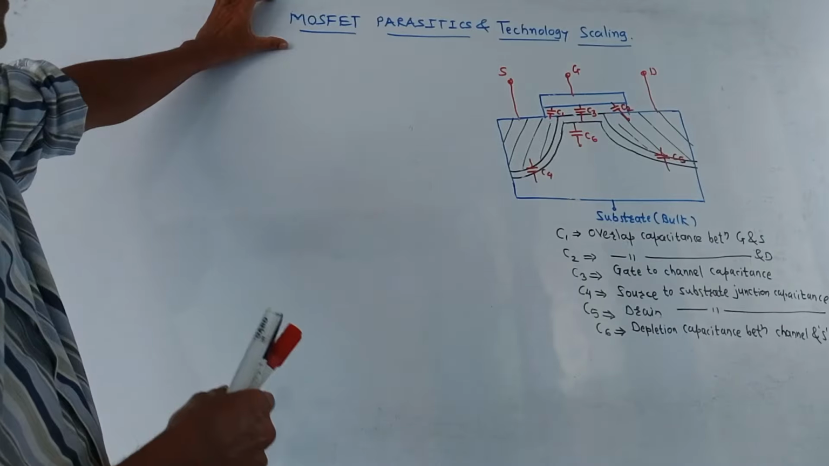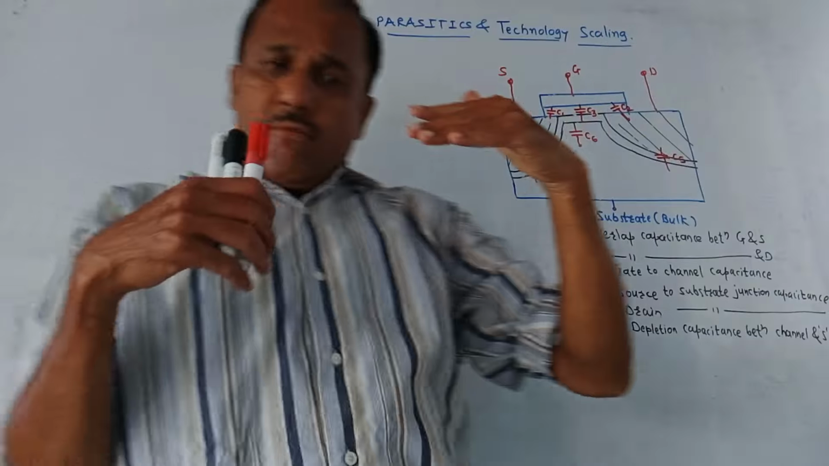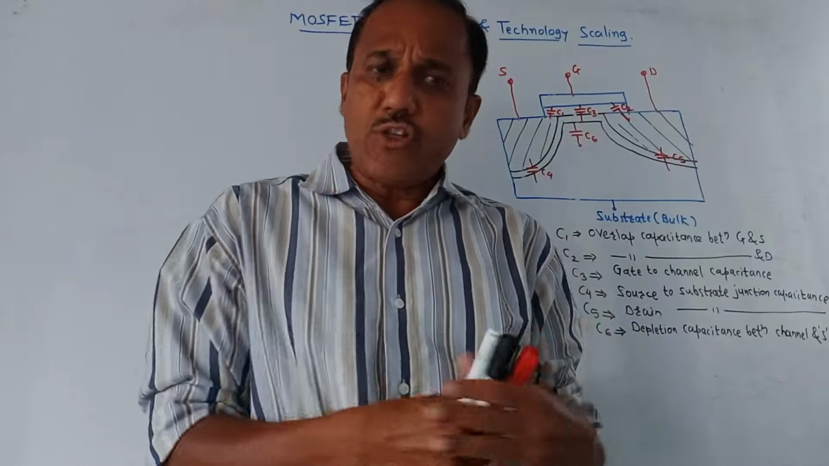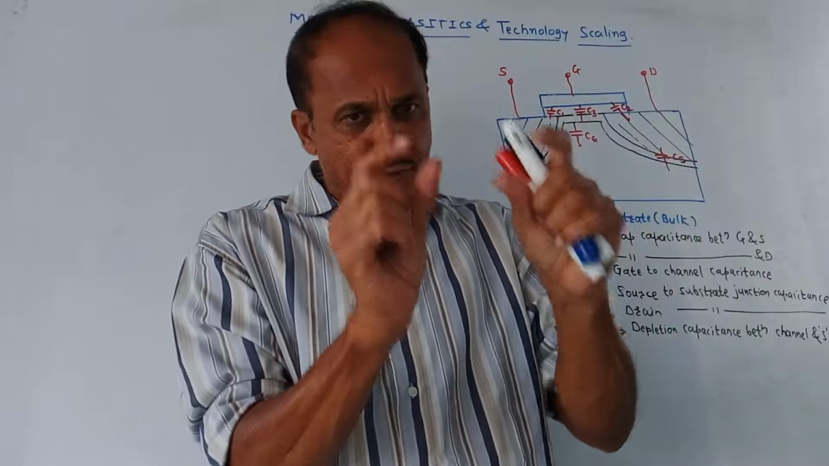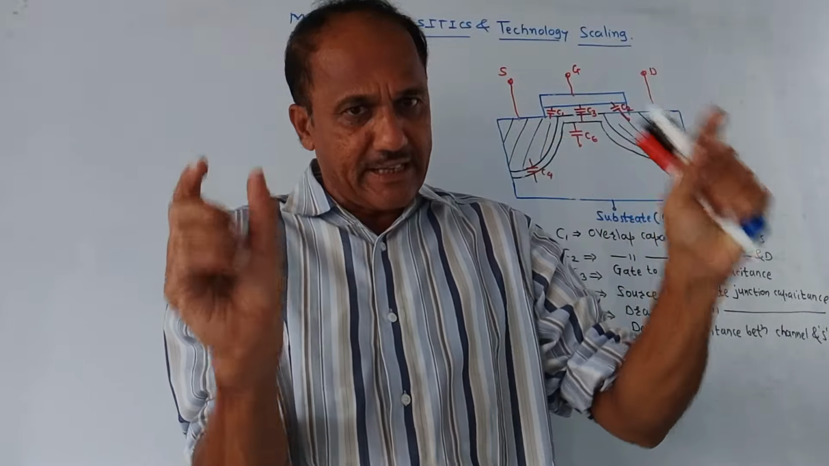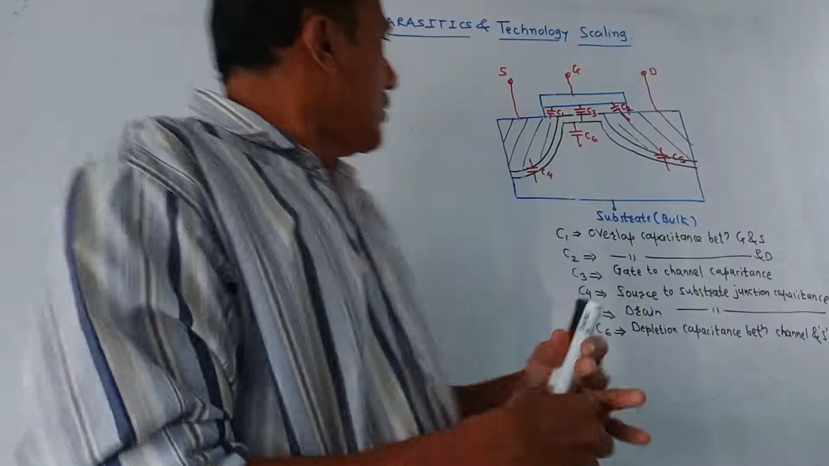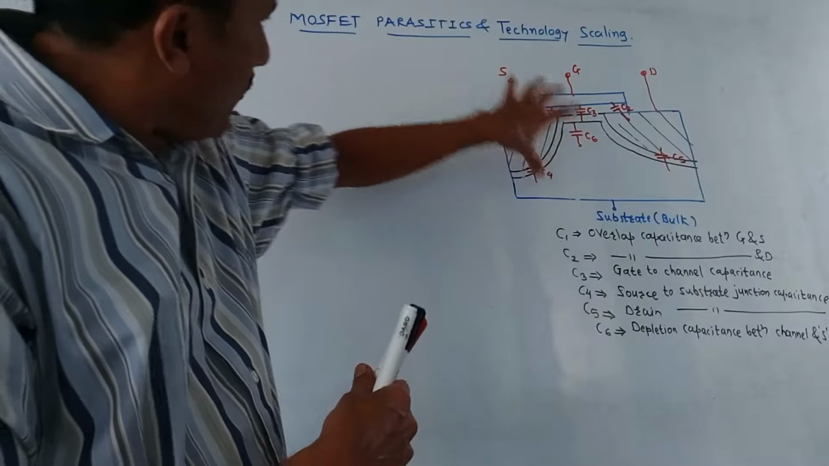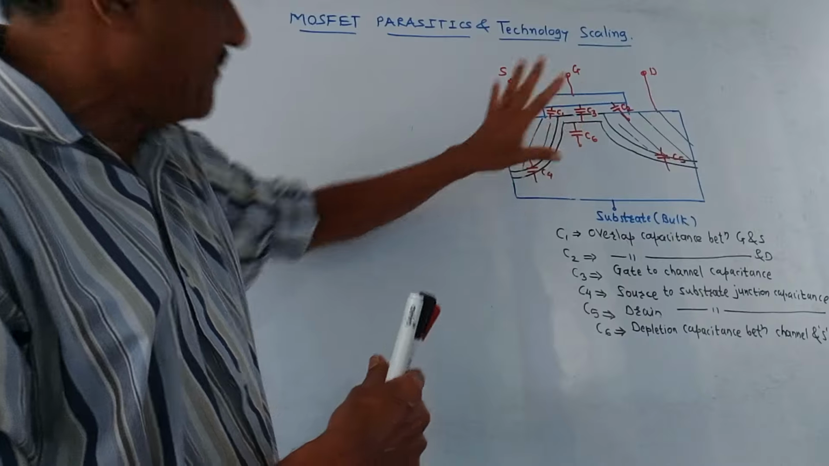So the first topic is MOSFET parasitics and technology scaling. Whenever MOSFETs are manufactured, due to the structure of the MOSFET, different internal capacitors are created. These are called parasitic capacitors. So this is the model which shows the existence of parasitic capacitance.